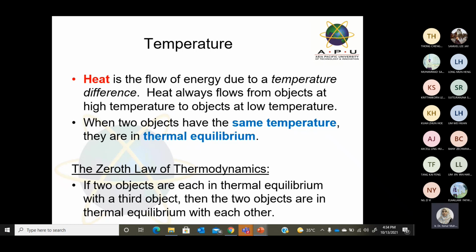The zeroth law of thermodynamics: if two objects are each in thermal equilibrium with a third object, then the two objects are in thermal equilibrium with each other. Okay.